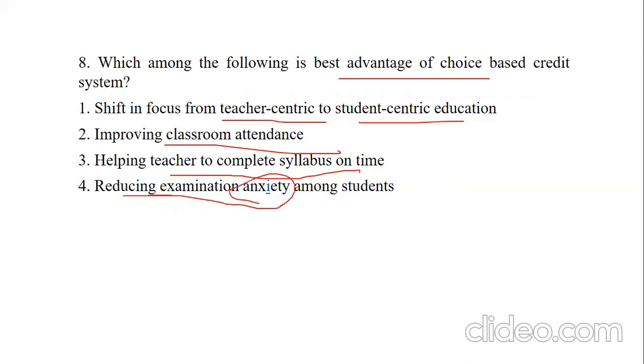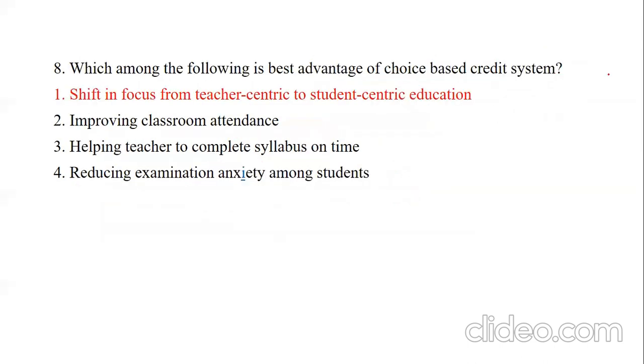If you see, definitely class attendance is not an option, syllabus completion is not an option, and reducing exam fear is not an option because counseling is done. So shifting from teacher centric to student centric is one of the most important advantages of choice based credit system. That is your first option, option number 1, as the correct answer.